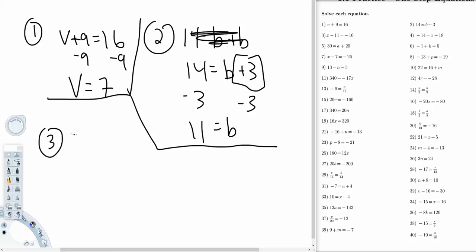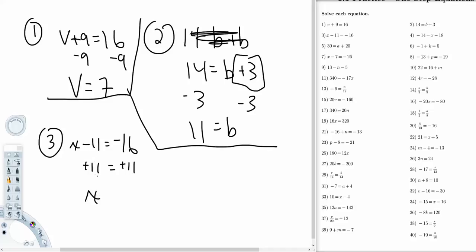Number 3. X minus 11 equals minus 16. That one's a little bit more tricky. So it's x minus 11, so we want to add 11 here to get rid of that 11, equals, and then we have to add 11 here too.